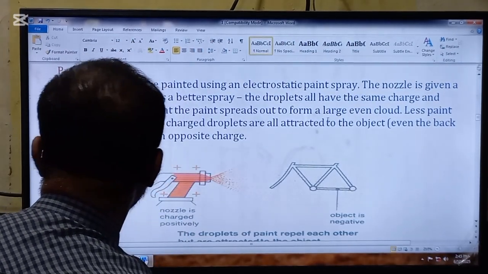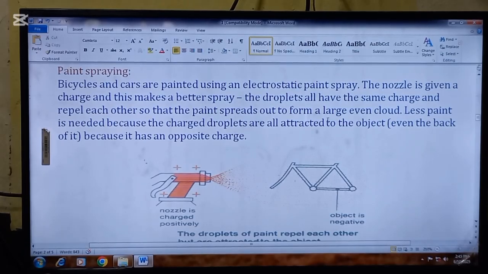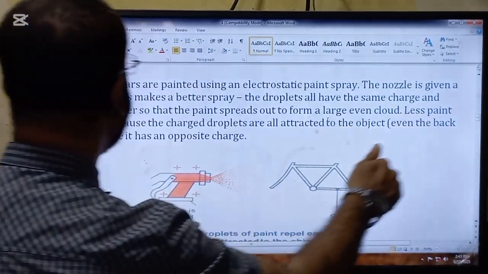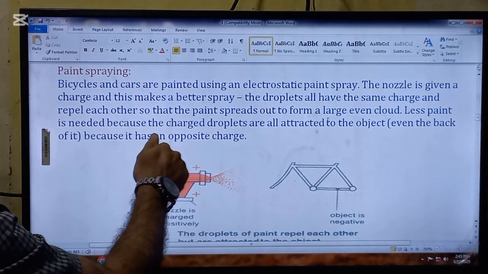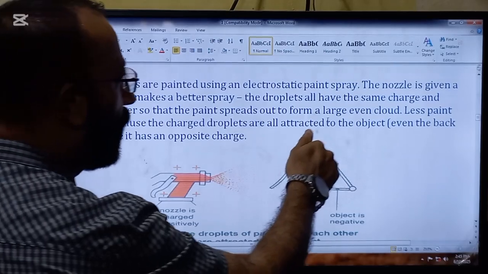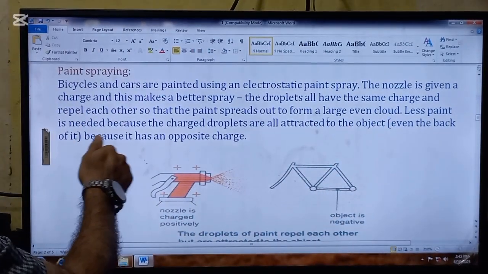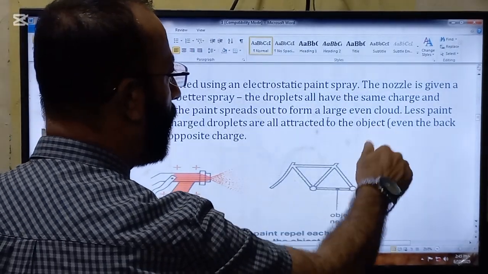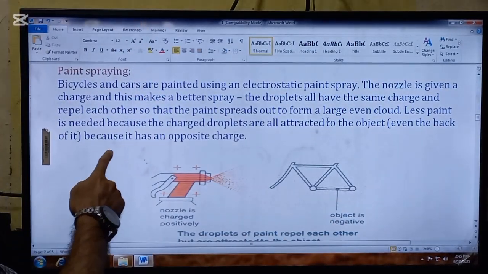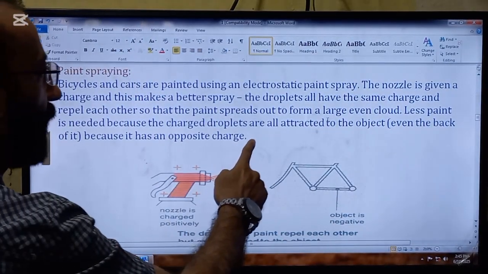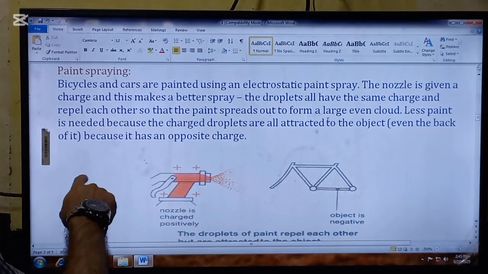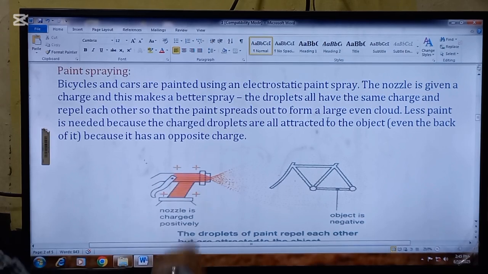Here is another practical application of electrostatic electricity. Bicycles and cars are painted using an electrostatic paint spray. The nozzle is given a charge and this makes a better spray. The droplets all have the same charge and repel each other so that the paint spreads out to form a large even cloud. Less paint is needed because the charged droplets are all attracted to the object, even the back of it, because it has an opposite charge.